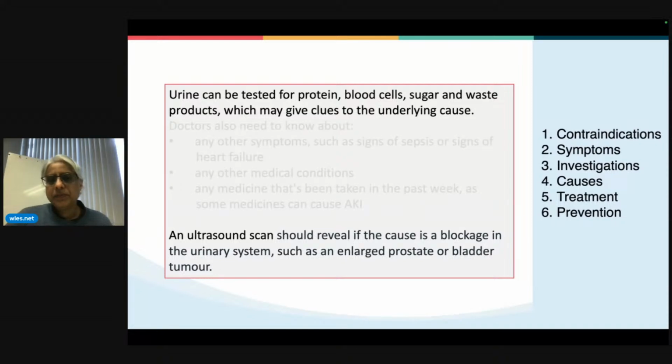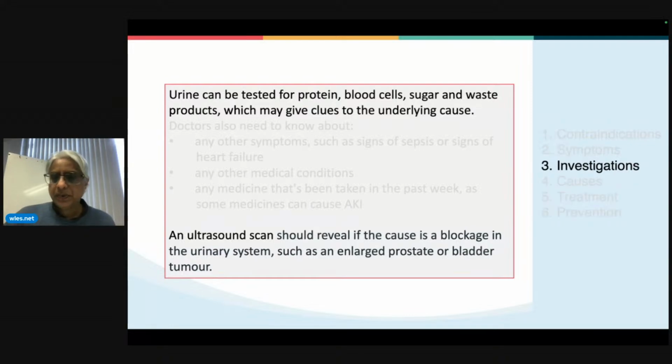This time, the first sentence, they're talking about different types of tests: protein, blood cells, sugar and waste products. And then you've got at the end an ultrasound. An ultrasound scan should reveal if the cause is a blockage. Okay, they're talking about different investigations there.